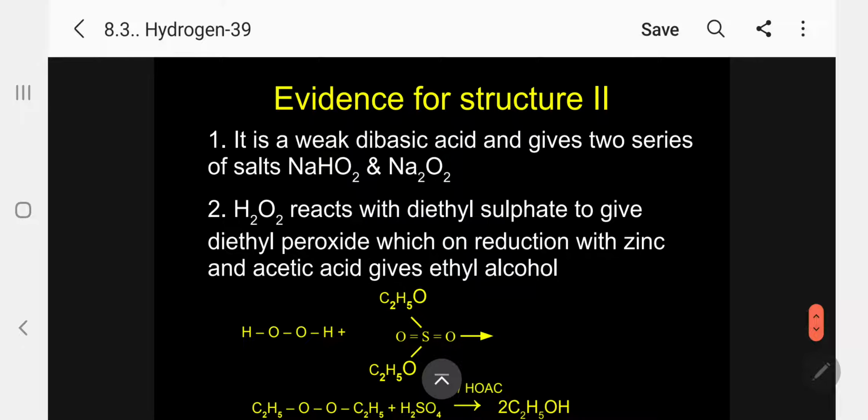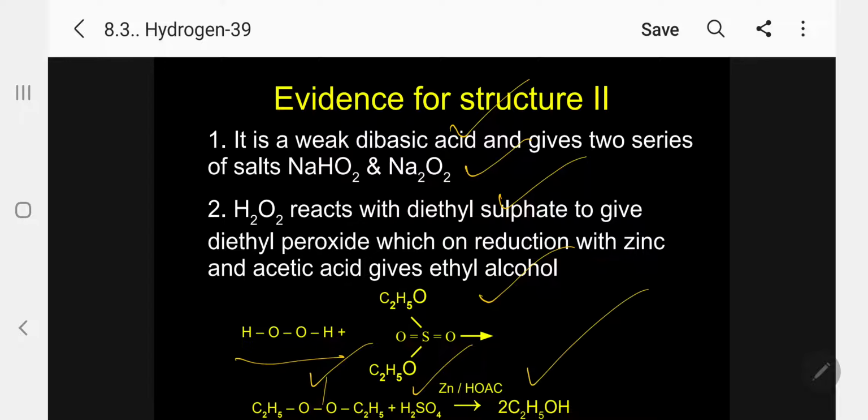Evidence for structure 2. It is a weak dibasic acid and gives two series of salts, NaHO2 or Na2O2. These are evidences. Number 2. Hydrogen peroxide reacts with diethyl sulfate to give diethyl peroxide, which on reduction with zinc and acetic acid gives ethyl alcohol. So when you treat hydrogen peroxide with diethyl sulfate, kindly follow, what is happening now? On reaction, it gives diethyl peroxide and sulfuric acid. On reduction with acetic acid, this is converted into 2 moles of ethyl alcohol.